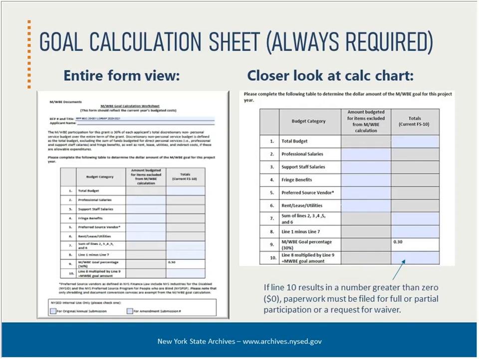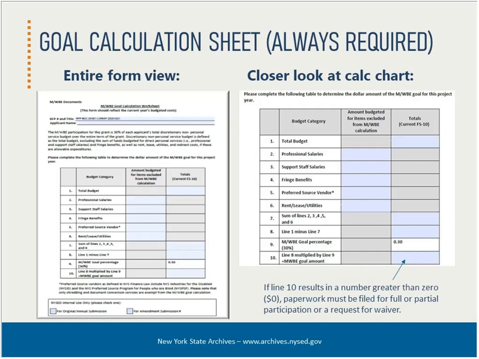Multiply line 8 by 30%, or 0.30 on line 9, to determine the amount of your MWBE goal, and enter that amount on line 10. Remember, if your goal on line 10 is greater than $0 and you are using preferred sources, you must file for a full or a partial waiver.